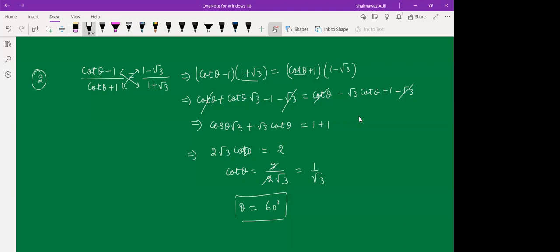Sir, in the third line, it is cos theta, right? Oh, cot theta. Why have I written this? All the things are cot, right? So why would they be cos theta?